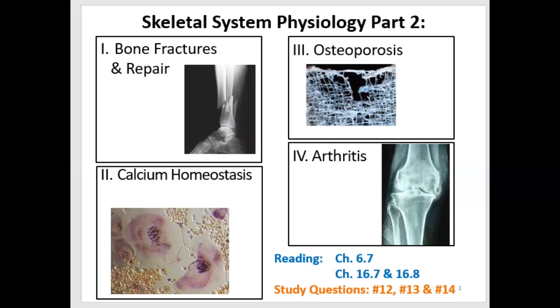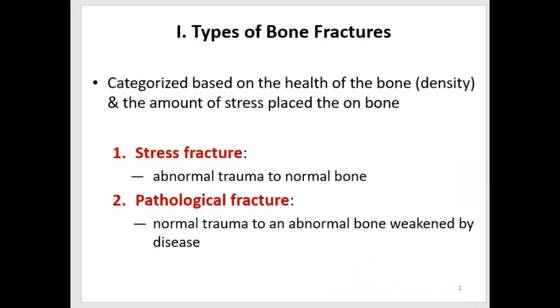So I'll start with bone fractures, and there's different types of bone fractures. These types of bone fractures can be categorized based on the health of the bone and the amount of stress placed on the bone. So a stress fracture is an abnormal trauma that occurs to normal healthy bone. That's your typical kind of bone fracture when someone's in sports and they break a bone. It's typical. But there's also another kind of bone fracture. It's called a pathological fracture.